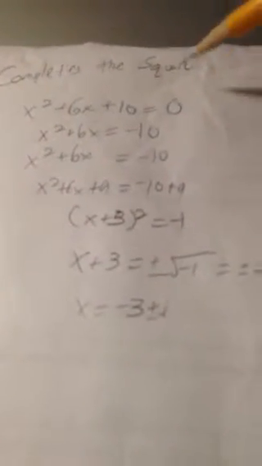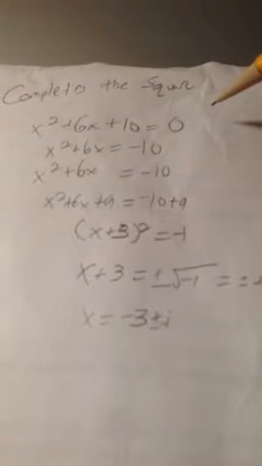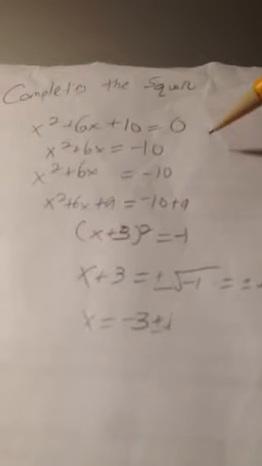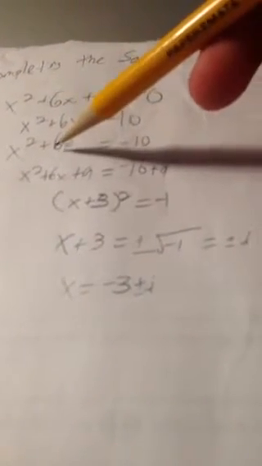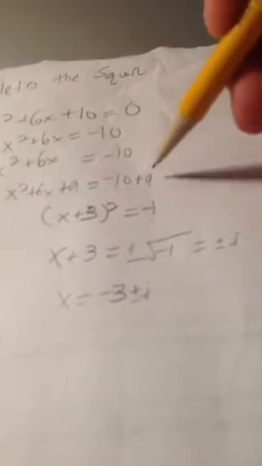Now an example of completing the square is right here. We start out with the formula x squared plus 6x plus 10 equals 0. x squared plus 6x equals negative 10, because we subtract 10 from both sides. And then we leave some space to complete the square, and then I divided 6 by 2 here, which was 3, and then squared that, which is 9. So it's x squared plus 6x plus 9, and you add 9 to both sides here to even it out.